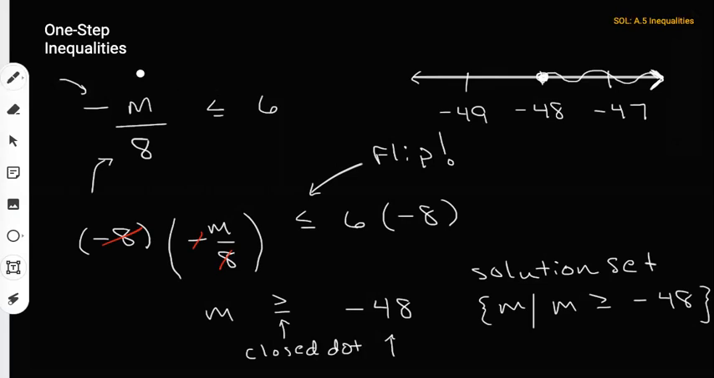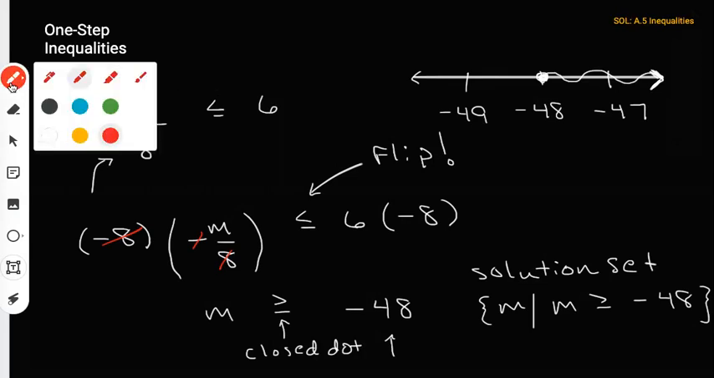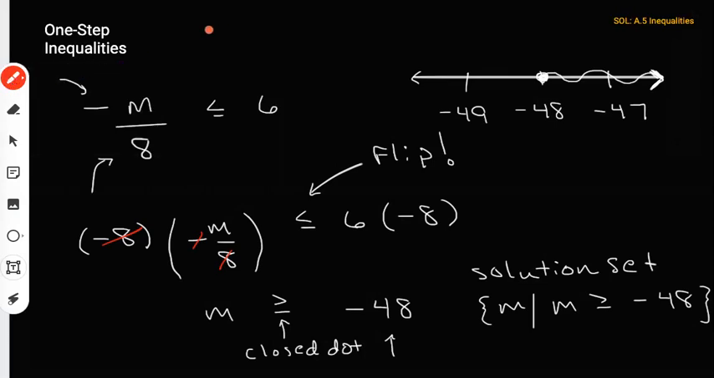Now, it's very important to remember, and I'm going to put this in red so that you remember this. Whenever you multiply or divide by a negative number, you have to flip the inequality symbol. So if you're ever multiplying or dividing by a negative number, you must flip the inequality symbol. Whether it's a greater than, a less than, a greater than or equal to, a less than or equal to, they're all inequality symbols. So you have to flip them.